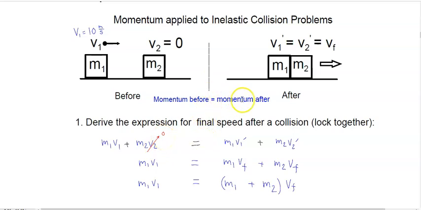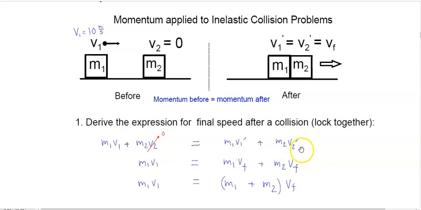Equals the momentum after the collision. So we have the same mass 1, but it has a speed v1 prime after the collision. And plus, we have the same mass 2, and it has a speed v2 prime after the collision. So before any cancellations, each mass gets its own momentum expression. m1v1 plus m2v2 equals m1v1 prime plus m2v2 prime.